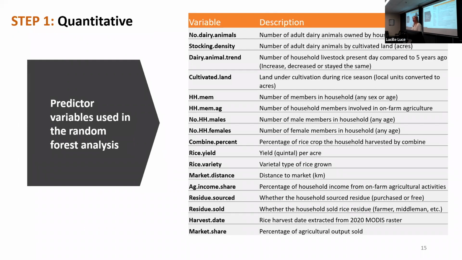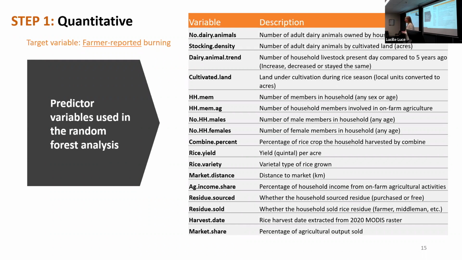So then quantitatively, for the random forest, a series of predictor variables were selected. These were, again, related to livestock, related to the number of individuals in the household, the market integration of that household. For example, the ag income share of the household, integration into the residue market. Are they selling residues? Are they buying residues for their livestock? And so forth. And then, of course, this was aimed at trying to understand our target variable, farmer reported burning.